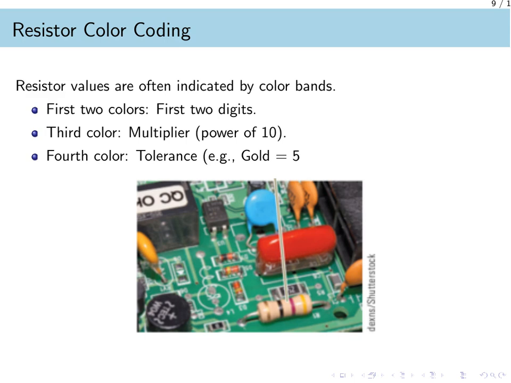The first two color bands represent the first two significant digits of the resistance value. The third color band indicates a multiplier, essentially the power of 10 by which the two digits are multiplied. Finally, the fourth color band tells us the manufacturing tolerance or precision of the resistor. For example, a gold band indicates a tolerance of plus or minus 5%.